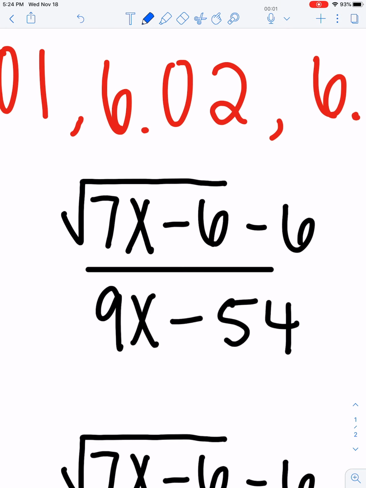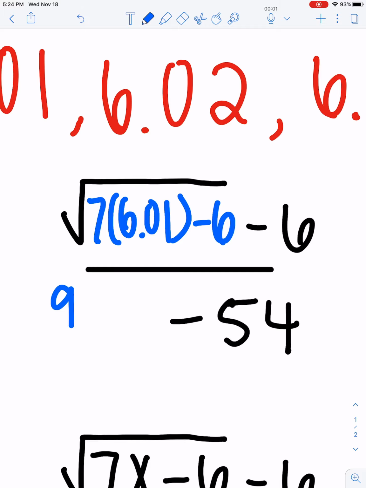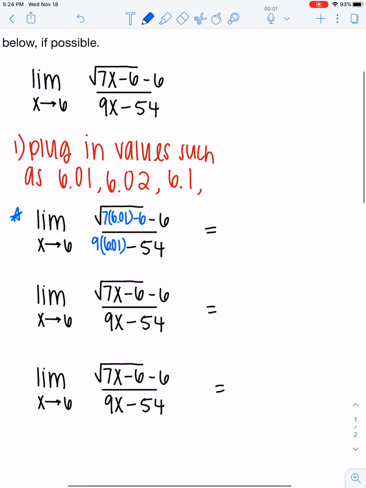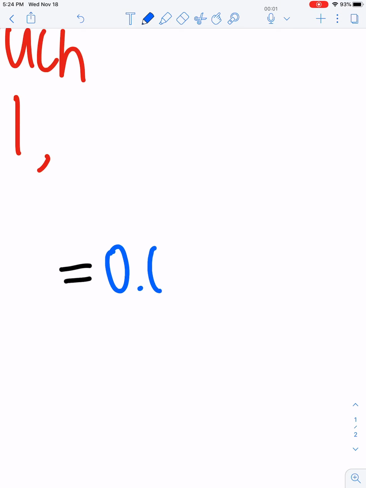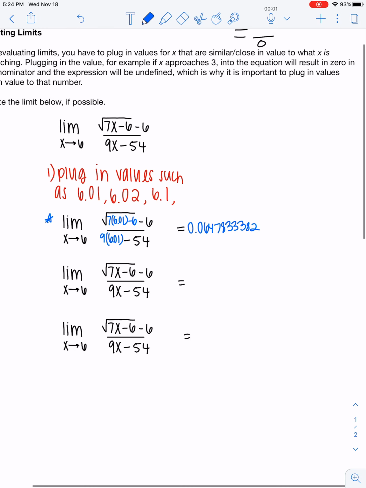equation. We are going to erase what's in here, do 6.01 minus 6, and then 9 times 6.01. And then I'm going to plug that into my calculator, and you are going to get 0.06478338382. You normally don't have to write all of that out. I like doing it just to see how the number changes, if when I plug in a higher number, it's going to decrease or increase or whatever.